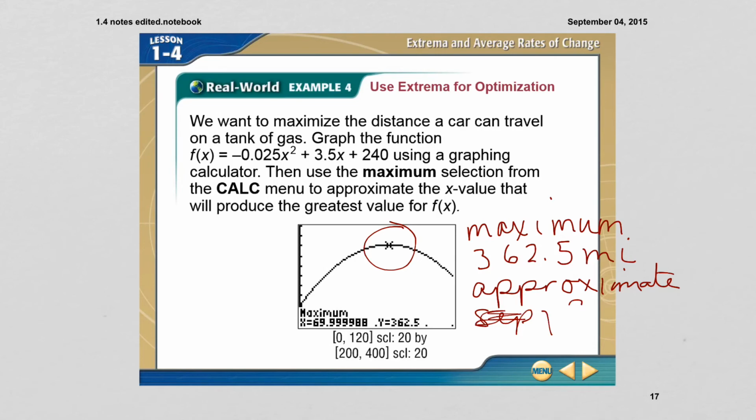Speed, S-P-E-E-D, is 70 miles per hour. Okay, so that means that to maximize the distance the car can travel on a tank of gas, we would need to be driving 70 miles per hour, and that would take us a distance of 362.5 miles.